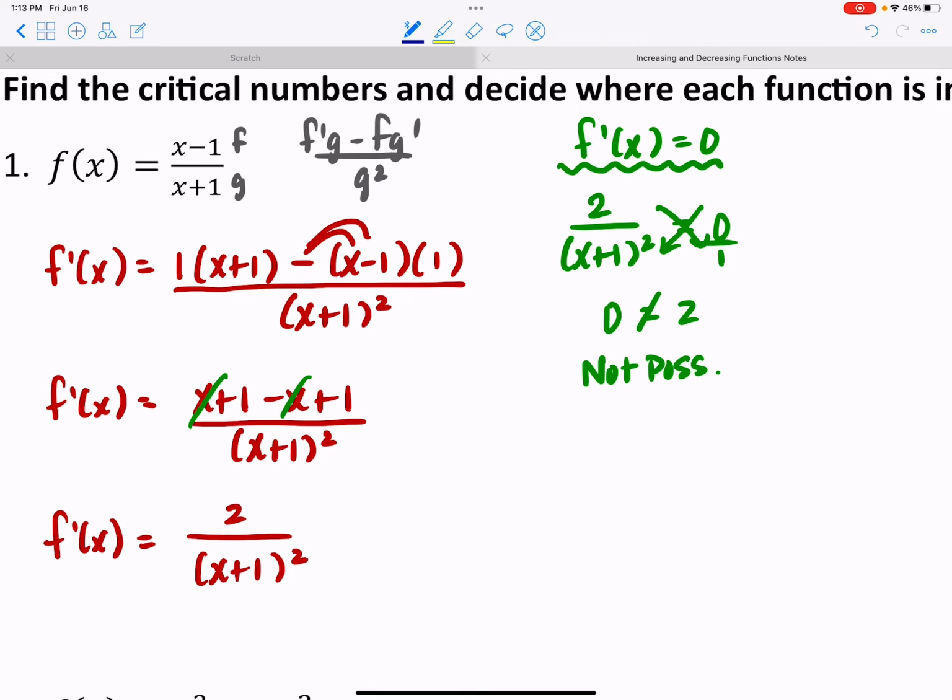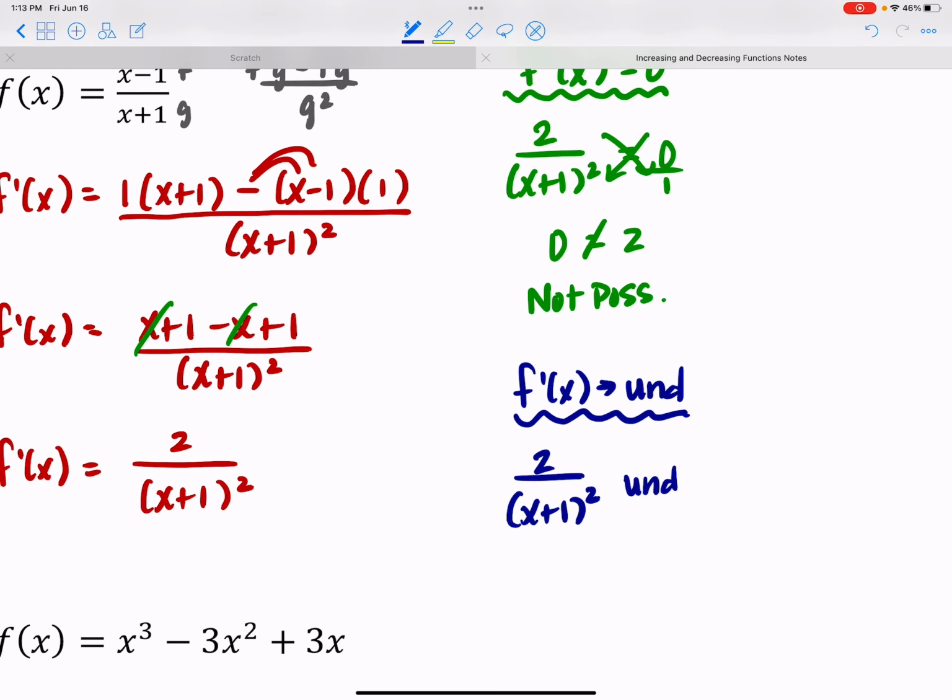That's okay. We can also get a critical number if our derivative is undefined. And does that happen? So if we're looking at our derivative, 2 over x plus 1 squared, it's going to be undefined at x equals negative 1, because a negative 1 plugged into our denominator here is going to make a 0 in that denominator, and 0 in the bottom of the fraction is undefined. Okay, so in this process, we have identified one critical number. So x equals negative 1 is our critical number. So we have one separator in the behaviors.